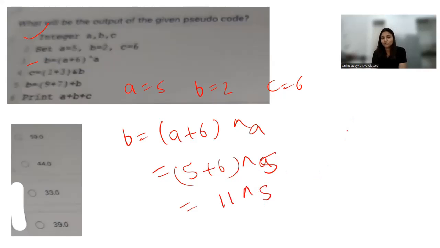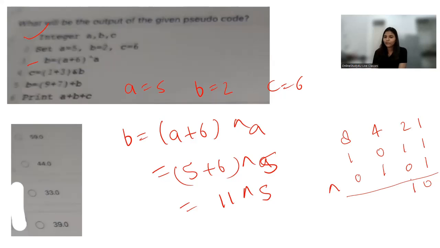So let's convert them into binary. So 11 in binary, according to 8, 4, 2, 1, we can make 8 plus 2 plus 1 is 11. And 5 is 0, 1, 0, 1. We need to take XOR. So 1, 1 same, so it will be 0. 1, 0 different, it will be 1. 0, 1 different, it will be 1. 1, 0 different, it will be 1. So the answer will be 8 plus 4, that means 12, plus 2 is 14. So B value will be updated to 14.